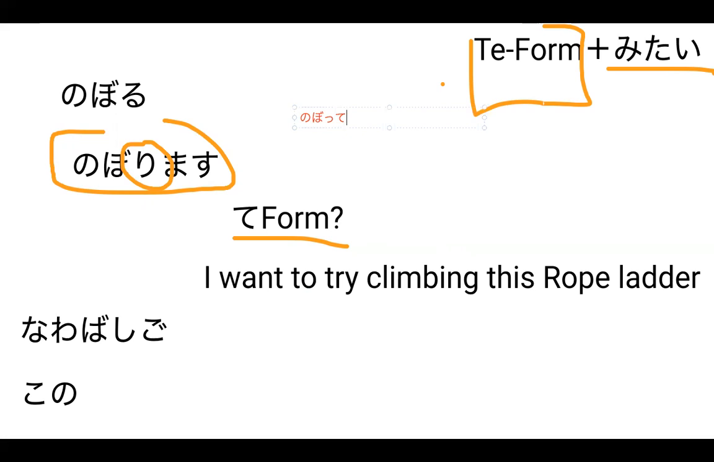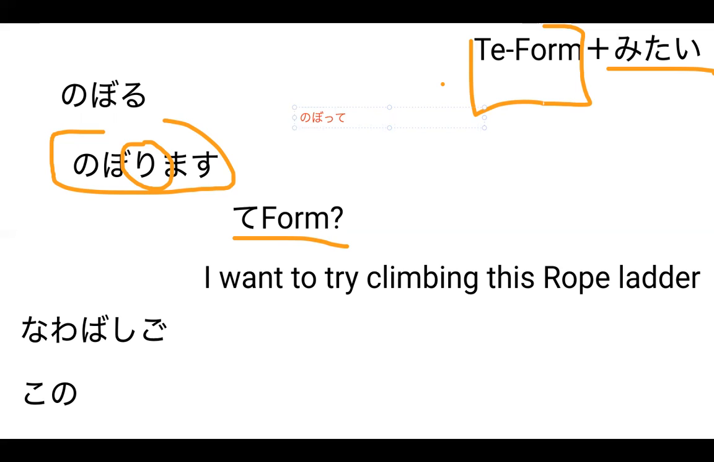I think you did it, but you said temas, which doesn't really sound right. You don't need the mas there. We're just doing te form, so temas would actually make this into imas form, which would be doing actually climbing, but adding imas in order to make it more polite. But I was just looking for te form, which would be nobotte. This is a Japanese word right here. Noboteimasu. It is climbing. While nobotte on its own doesn't fully have a meaning. It needs something else added to it.